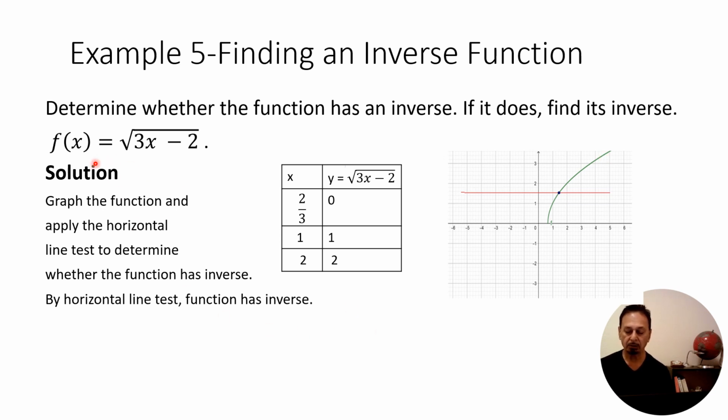Now I want to apply the horizontal line test, so I will draw a line through the graph. And it looks like this intersects at one point. So by the horizontal line test, this function has an inverse.